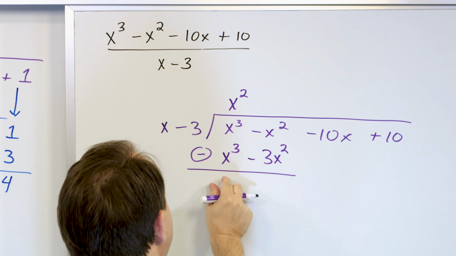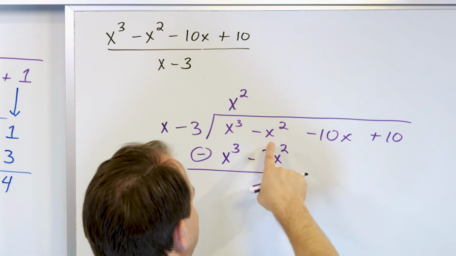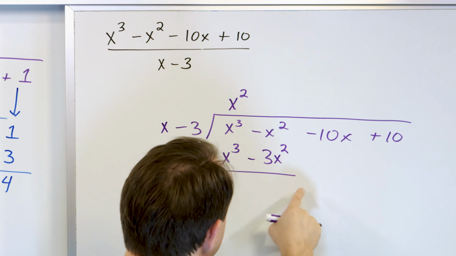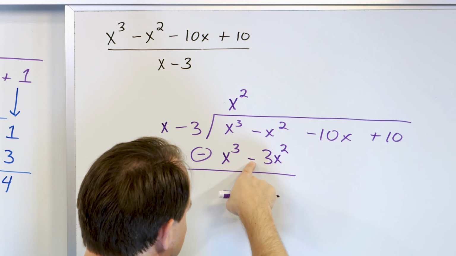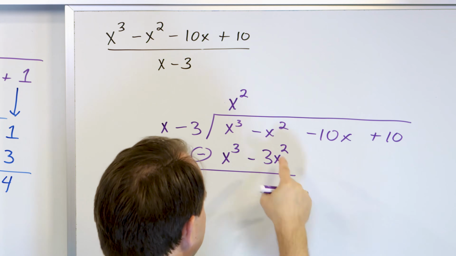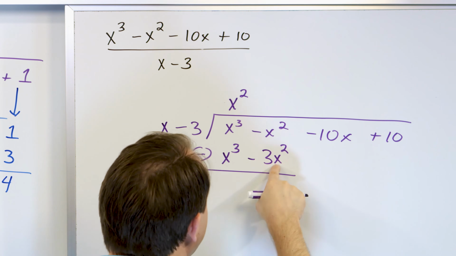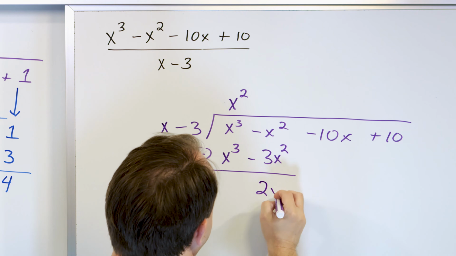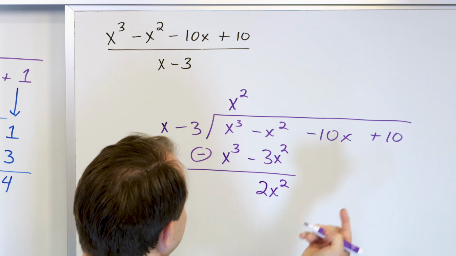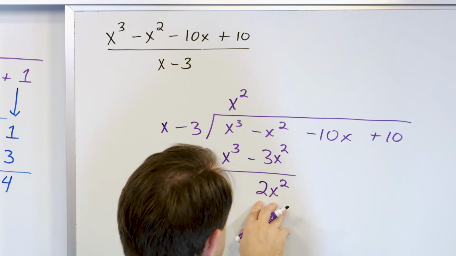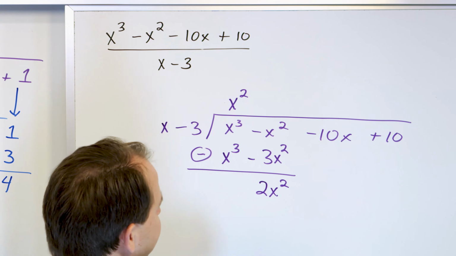The x cubed terms subtract to give me 0, but here you have to be careful. Negative x squared minus a negative 3x squared basically turns into a plus sign. So minus and negative makes plus, and what you end up having is negative 1x squared plus 3x squared, so the answer is 2x squared. Essentially it's negative 1 plus 3, which gives you a positive 2, and of course the x squareds come along for the ride.